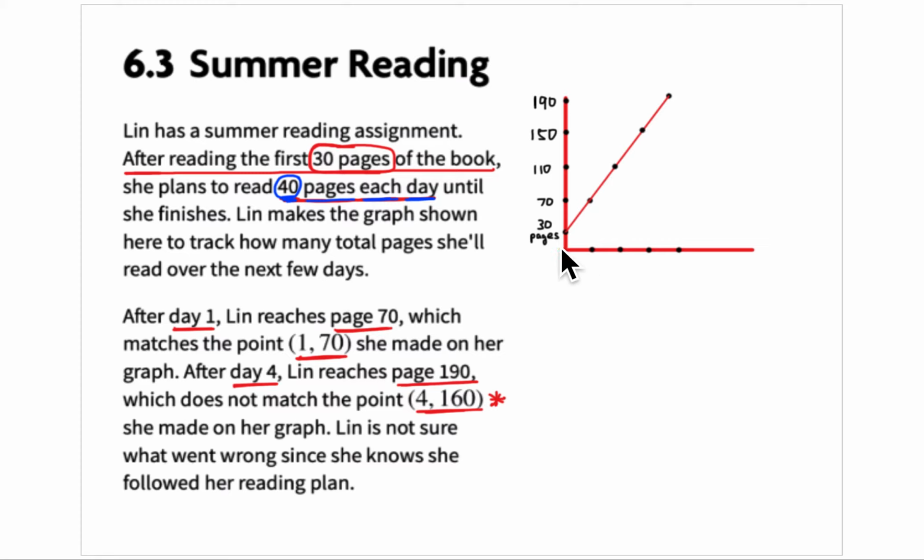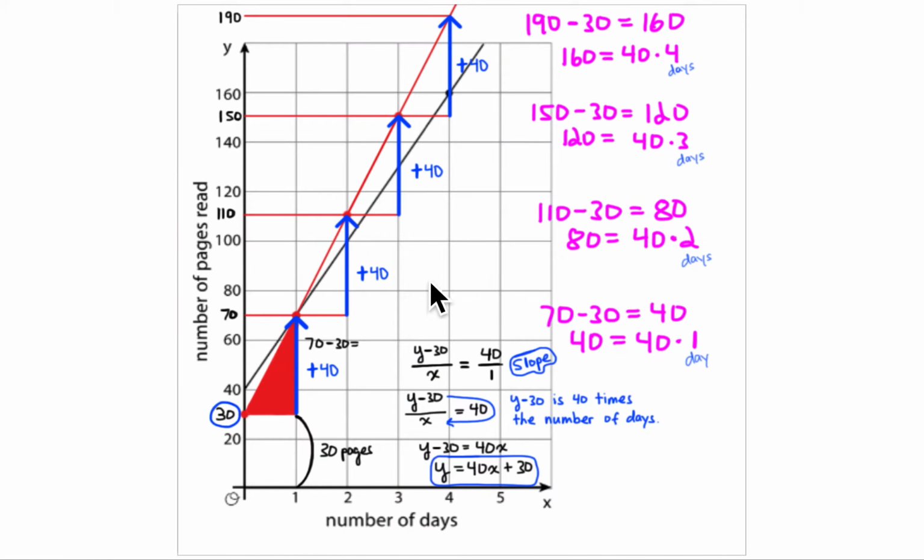And notice that I'm saying that the y-intercept, or she says the y-intercept, is 30 pages. This is where she started, and she read 40 pages a day. So that's going to be the slope that we're going to figure out, 40 pages a day. So here are the two graphs together. The black graph is the original graph that she drew first, and the red graph is what she actually was doing. So the black graph is the mistake, the red graph is what she actually did.